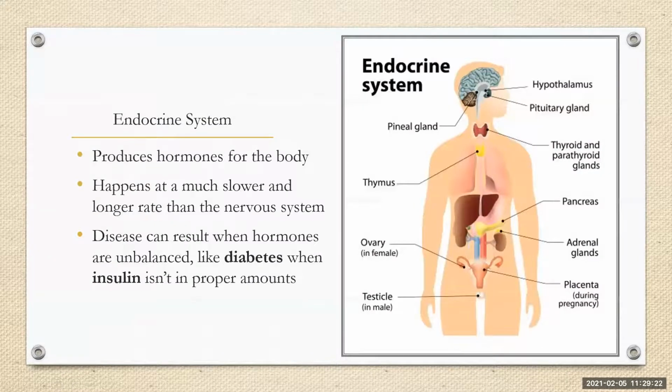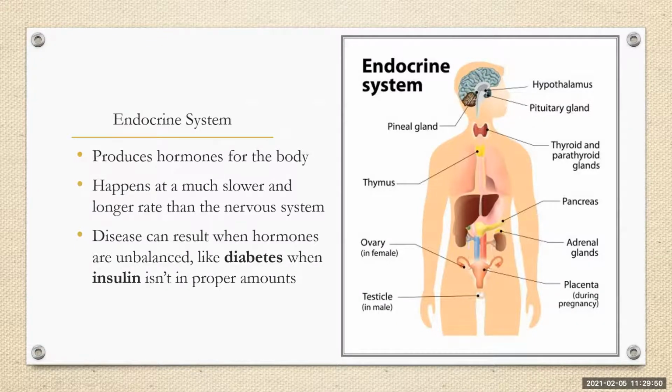Okay, moving on. We now have the endocrine system. The endocrine system is the hormone system of the human body. It also does a form of communication. I like to say that it moves at a much slower and longer rate than the nervous system. In the endocrine system, when your hormones are unbalanced, you end up with certain diseases. For instance, diabetes is a result of the hormone insulin not being in proper amounts. You definitely want to know the different types of glands and what specific hormones come from those different types of glands.